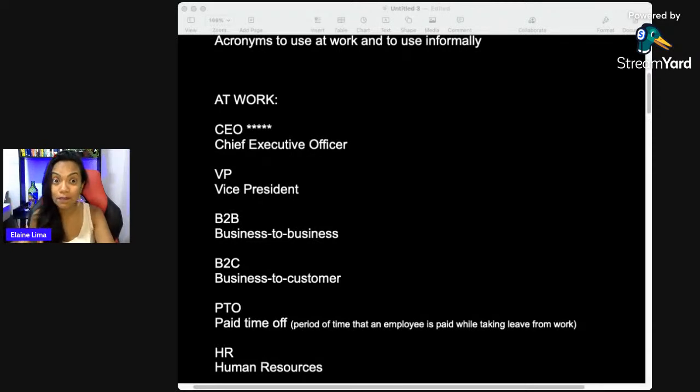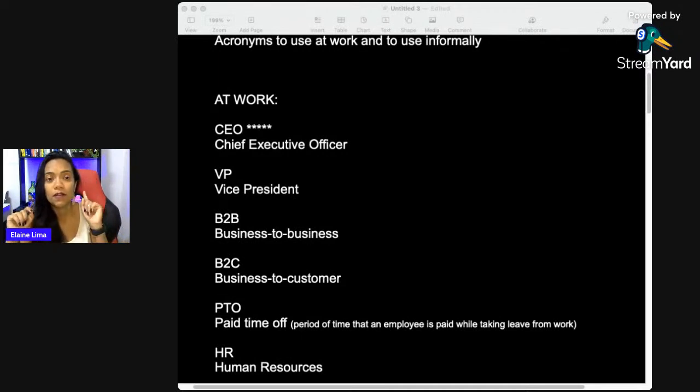Then another word is VP, so the vice president. I remember when I visited some companies and then they had the VP visiting the company, they used to say, "Oh, the VP is here. Today the VP is visiting us." So they use this all the time. The VP is coming. Okay, they generally arrive by helicopter, and then the whole company goes crazy, right? It's very interesting. The VP.